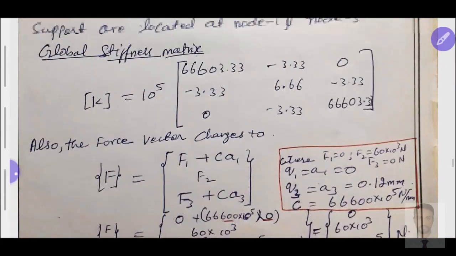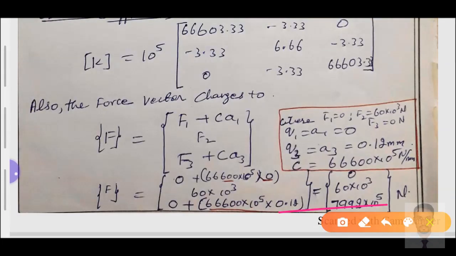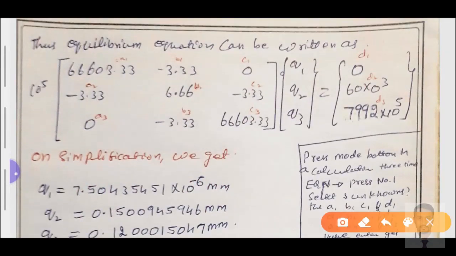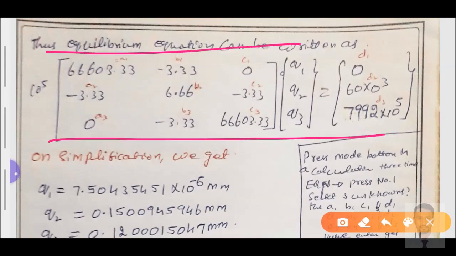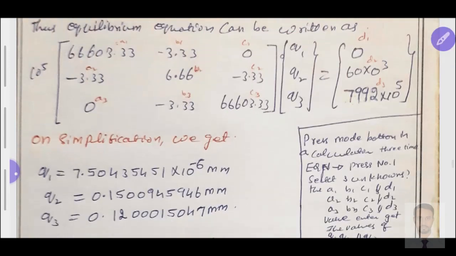Then we take the global equilibrium equation: K matrix, F matrix, and Q remains the same. This is the equilibrium condition after applying the penalty value, and we got this force instead of 0. Now press in your calculator. There is no need to convert the matrix into equations; this reduces the time to write in your external examination. Use the calculator directly.